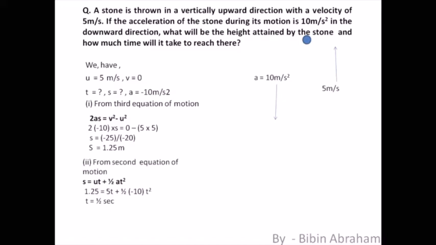Let's try to do it from Newton's second equation. You know, the second equation is s equals ut plus half at square, right? So s, we already know from the previous part, that is 1.25 meter, and your u is 5, t you don't know, plus half, acceleration is minus 10, and t square is something which you don't know. So you get a quadratic equation here. When you solve this quadratic equation, you will get time equal to half second.